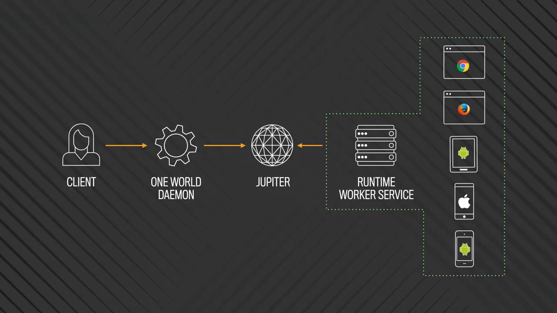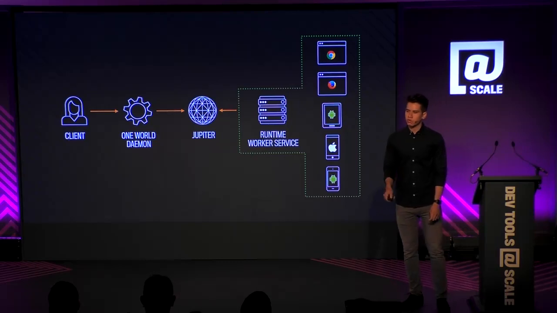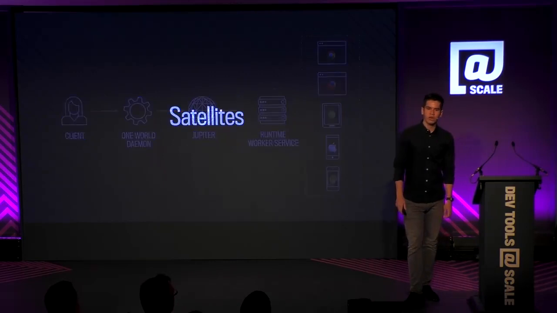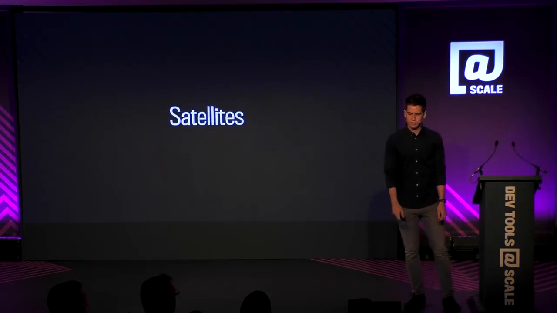So let's take a look again at how the workflow of OneWorld works. The client will start the OneWorld daemon and start a session. The OneWorld daemon will enqueue all those jobs to Jupyter, and the runtime worker service will keep health checking our resources and talking back to Jupyter to make sure they get paired up. And at Facebook, we also have one thing called satellites.